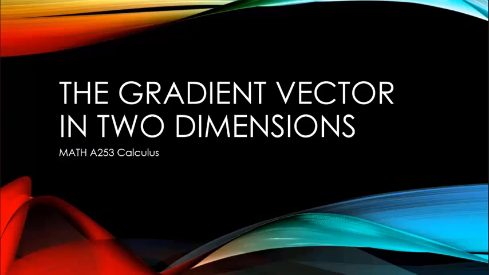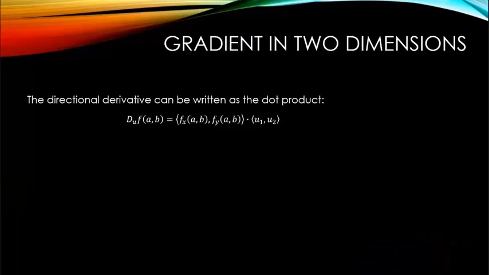In this video, we're going to talk about a new vector. It's called the gradient vector, and we're going to look at it first in 2 dimensions. The directional derivative can be written as the dot product. We saw that in the earlier video. So my directional derivative of f at (a, b) is given by the dot product of the vector with components fx, fy evaluated at (a, b), dotted with the vector u1, u2.